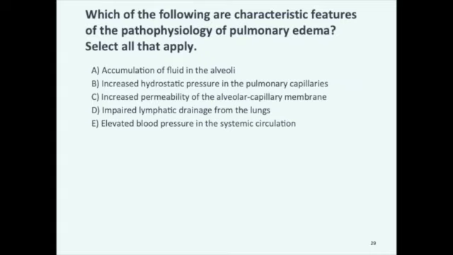Let's now look at pulmonary edema in question form. What are the following characteristic features of the pathophysiology of pulmonary edema? Select all that apply. Pulmonary edema occurs when fluid accumulates within the alveoli, which are those small air sacs in the lungs, and this accumulation is going to disrupt the normal gas exchange and compromise respiratory function.